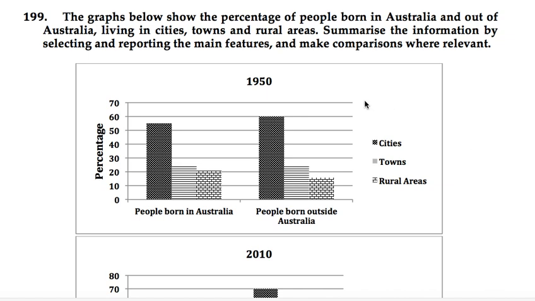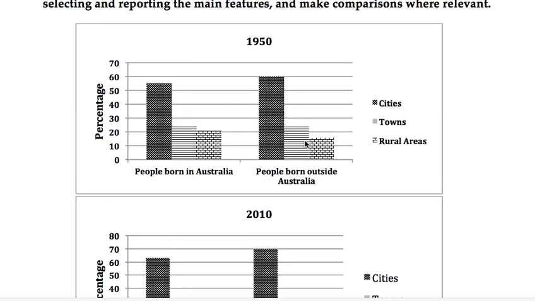So you can see these are two column graphs. The first is for 1950 and the second is for 2010. And on the y-axis we have the percentage. This is people born in Australia and people born outside Australia. So people born in Australia would be the native Australians and these would be the non-native Australians. So here, or even the migrants living in cities. Yes, migrants also would be a word you can use here. So here this is for cities, and this column is for the towns, and this is for rural areas.